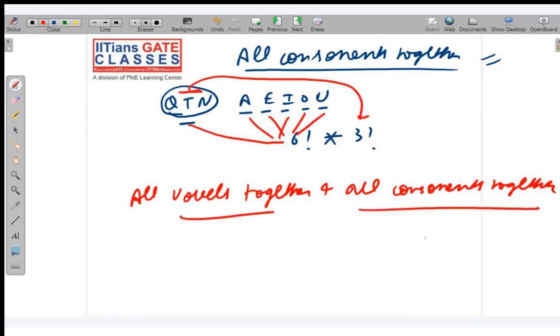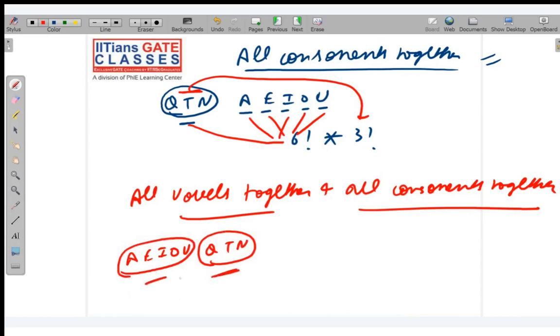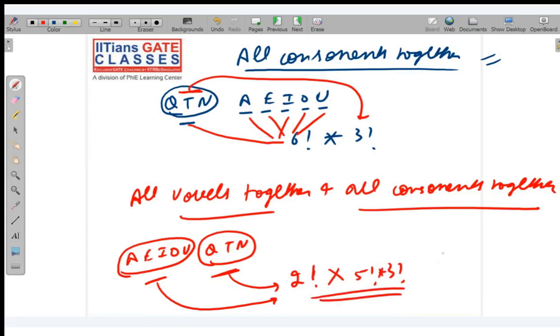Next is all vowels together and all consonants together. So A, E, I, O, U, and Q, T, N. You will apply glue here, apply glue here. So now you will consider this as one character, and this is one character, or one letter, you can consider anyway. So how many ways to arrange them? 2 factorial. Why 2 factorial? Because there are 2 ways. Okay, 2 ways, na. This can be before and this can be before also. We can swap them also. So 2 ways. So is our work over? No, our work is not yet over. We have to arrange 5 factorial ways here, and here we have to arrange 3 factorial ways. So this is my answer.